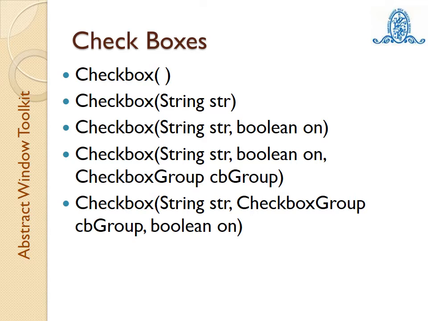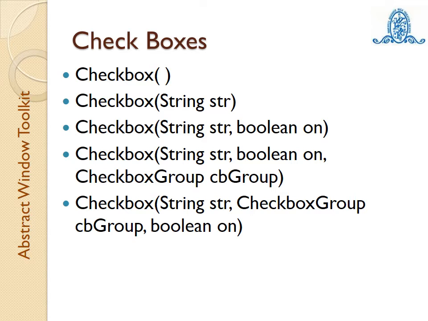So first, how to create a checkbox. In Java, for checkbox, the class is checkbox class. There are 5 constructors of checkbox class. So let's see one by one. The first constructor is default constructor, that is checkbox bracket, which creates an empty checkbox without having any caption or label. The second constructor form is having one parameter, which is string str. This str specifies the name of checkbox, that is a caption or a label of checkbox.